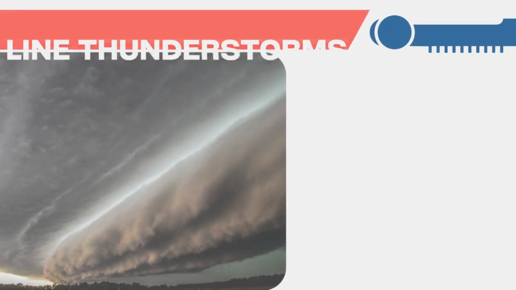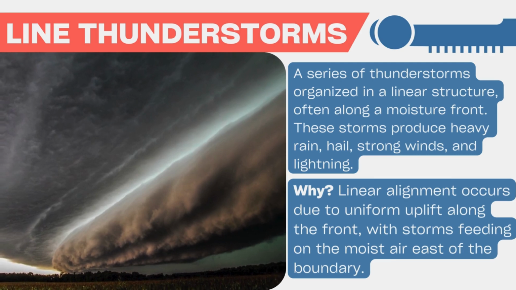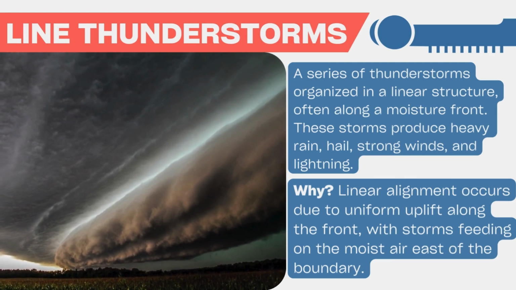Line thunderstorms are a row of storms that forms along the moisture front like impatient Capitec users in an ATM queue. They dump heavy rain, hail, and enough lightning to make Eskom jealous. Joburg's afternoon shock and pour, that's them.